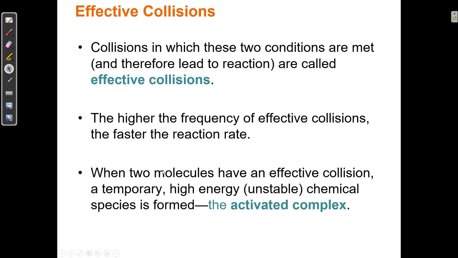When two molecules have an effective collision, a temporary high-energy chemical species is formed, the activated complex, also called the transition state. The transition state is unstable. That's because it only exists for an instant. So once that transition state is formed, it's either going to fall apart and turn back into reactants, or it's going to fall apart and turn into products.